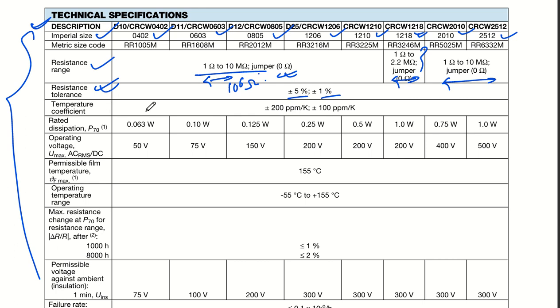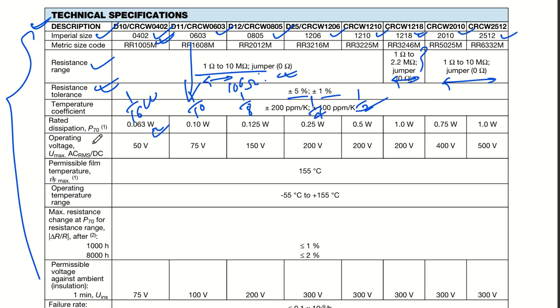Now if you see temperature coefficient, we have plus minus 200 ppm as well as 100 ppm. You can see power dissipation: for the 0402 package we have 0.063 watt, that is 1 by 16 watt. Then 0603 is 1 by 10 watt, then 1 by 8 watt, similar to that 1 by 4 watt, 1 by 2 watt, and similarly for the other package sizes, the wattage value is given.